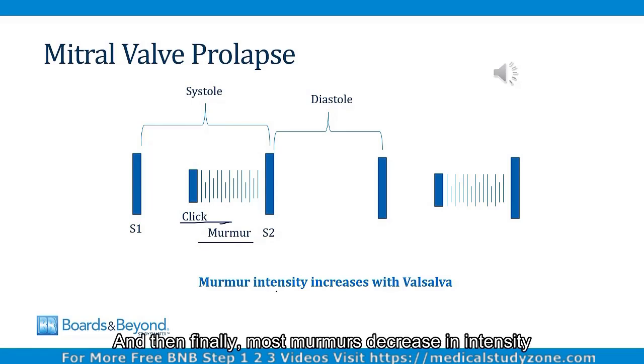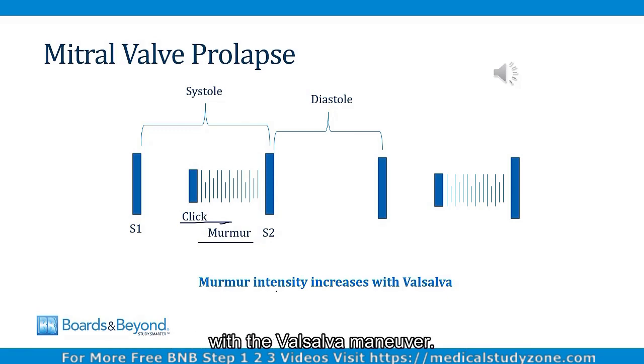And then finally, most murmurs decrease in intensity with the Valsalva maneuver. To perform the Valsalva maneuver, you ask the patient to bear down like they are having a bowel movement, or you can also ask them to blow out with their mouth closed. Either of these things is going to cause the Valsalva maneuver to occur, which decreases venous return to the heart, and that decreases flow through the heart, and most murmurs get quieter with less flow.